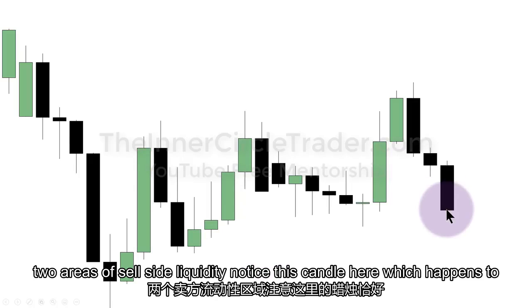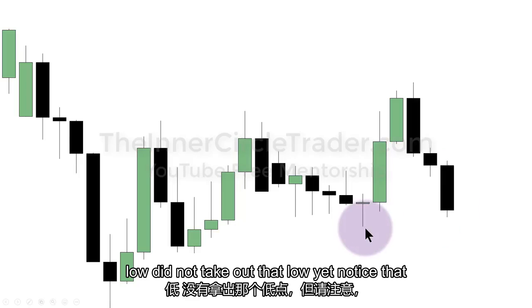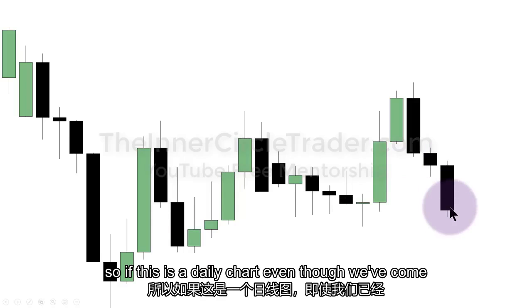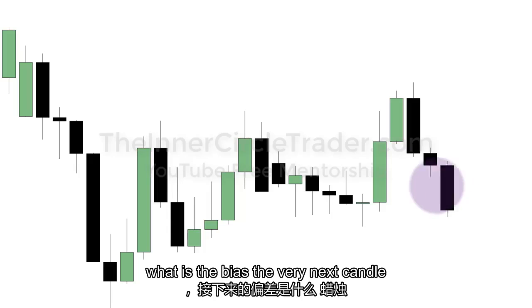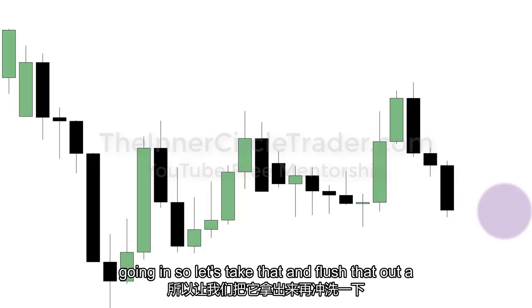Notice this candle here, which happens to be Monday's trading or yesterday's trading. This low did not take out that low yet. Notice that? So we have unfinished business below here and potentially below here. So if this is a daily chart, even though we've come from this high and had three consecutive down closed candles, what is the bias? The very next candle, what's the bias going to be? Bearish. We're anticipating bearishness going in.